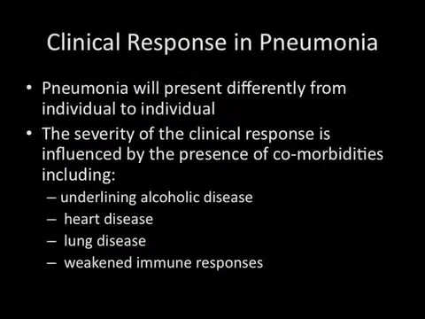The severity of your pneumonia is related to a lot of your comorbidities, meaning do you have underlying alcoholic disease, heart disease? Do you have some underlying lung disease that decreases your pulmonary reserve and your ability to tolerate these lung infections? People who have weakened immune systems are typically much more vulnerable to not just the routine types of pneumonia, but a whole bunch of additional types of infections of the lung. Pneumonia will present differently from individual to individual. The severity of the clinical response is influenced by the presence of comorbidities including underlying alcoholic disease, heart disease, lung disease, and weakened immune response.